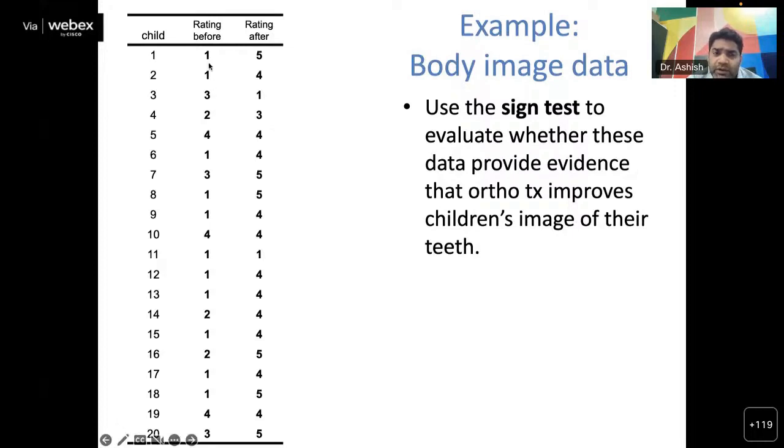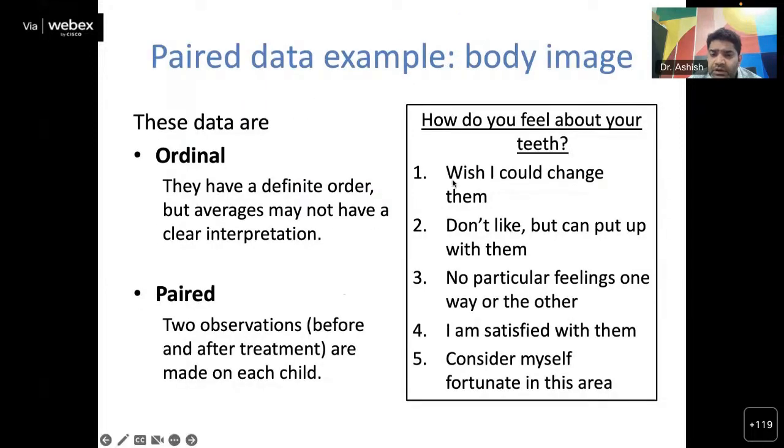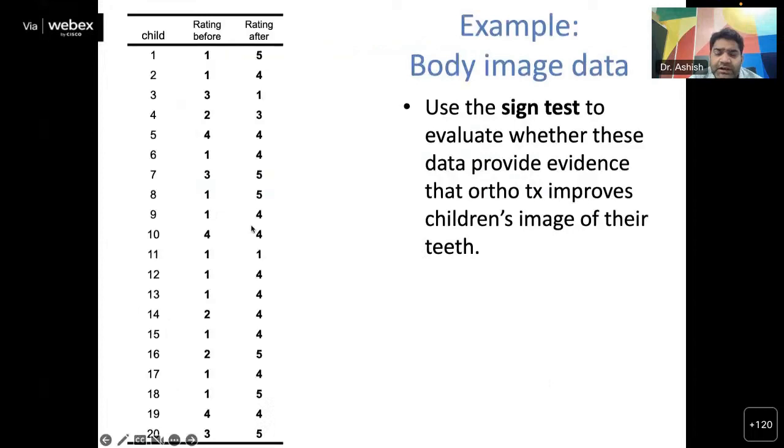Before the treatment, the first child has given a rating of 1. That is, 1 is very poor: I don't like them, I wish I could change them. And 5 is: consider myself fortunate in this area. So for this first child, the treatment is looking very promising. He wanted to change his teeth, and after the treatment he feels he is fortunate. Like that, for each and every study sample, we have a before and after rating. So we would be using the sign test to evaluate whether these data provide evidence that the treatment does improve children's image of their teeth or not.